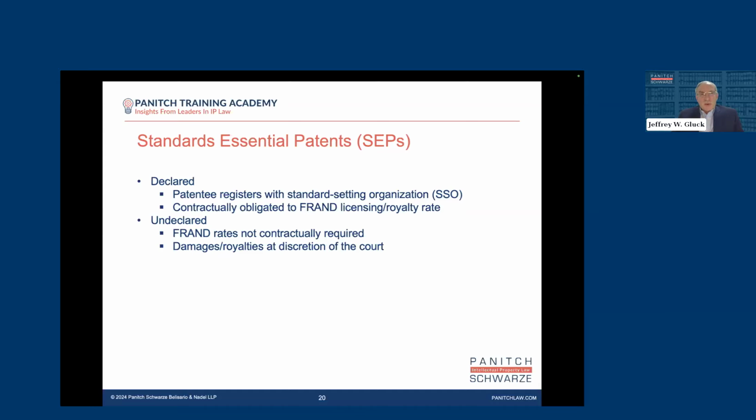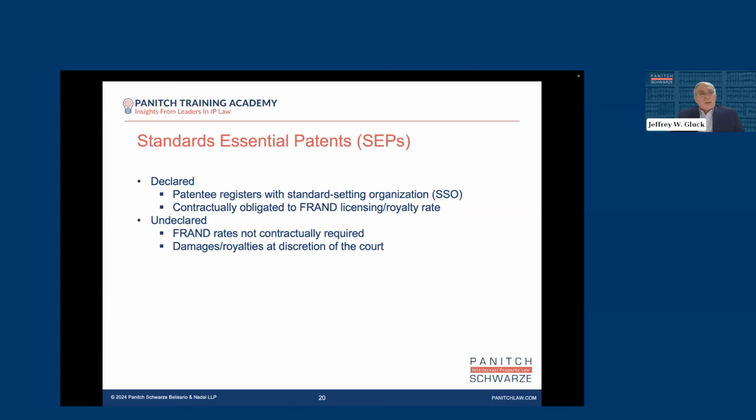Standards essential patents, or SEPs. They are exactly what they sound like. They are patents that are required for the practice of an established standard. Well, the ones I'm most familiar with are in the electrical area. Things like telecommunications standards for mobile telephony, video streaming standards, digital broadcasting standards, and things like that.